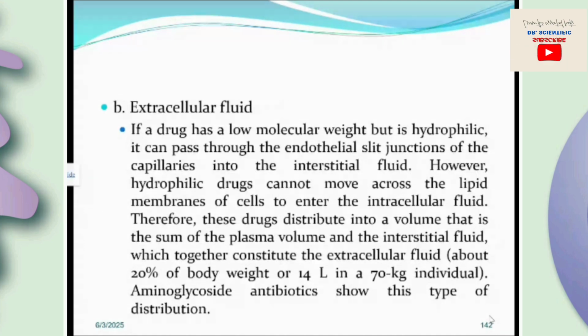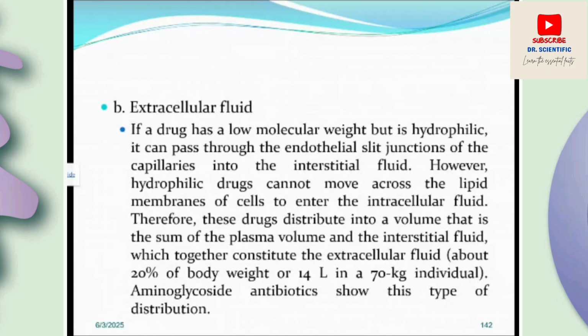Next is B, extracellular fluid. If a drug has a low molecular weight but it is hydrophilic, it can pass through the endothelial slit junctions of the capillaries into the interstitial fluid. However, hydrophilic drugs cannot move across the lipid membranes of cells to enter the intracellular fluid. Therefore, these drugs distribute into a volume that is the sum of the plasma volume and the interstitial fluid, which together constitute the extracellular fluid, which is about 20% of the body weight, or 14 liters in a 70 kg individual. Aminoglycoside antibiotics show this type of distribution.